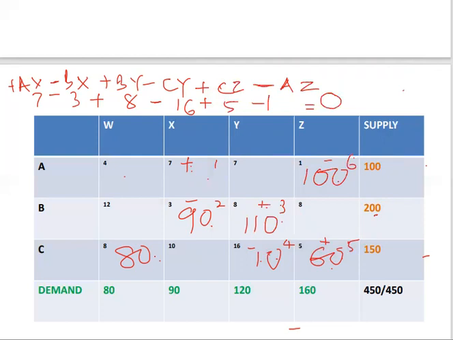I wanted to ask, if we move from AX to BX and then go to BY and then go back to AZ, is that still possible? So this is diagonal. You cannot move this way. You can only move left to right, or you can move up and down. You cannot move diagonally. You understand it now?